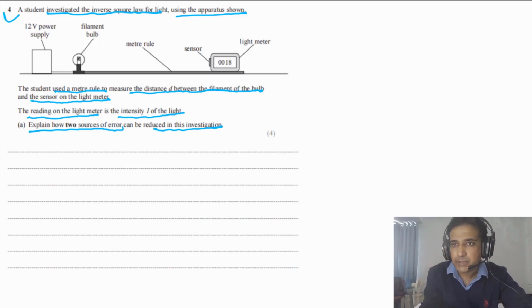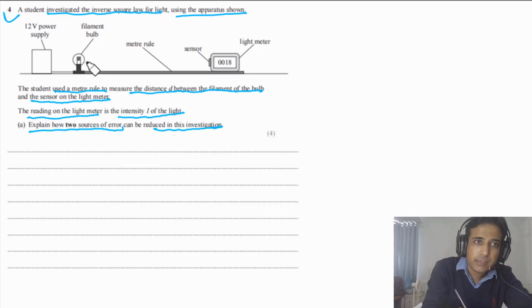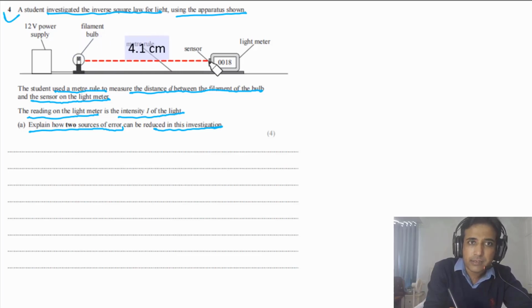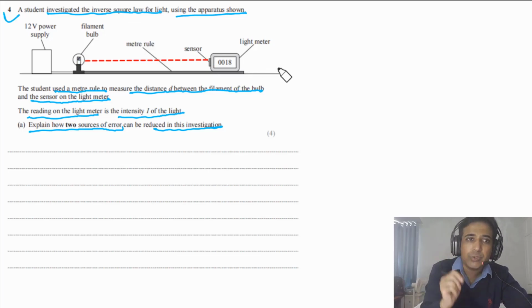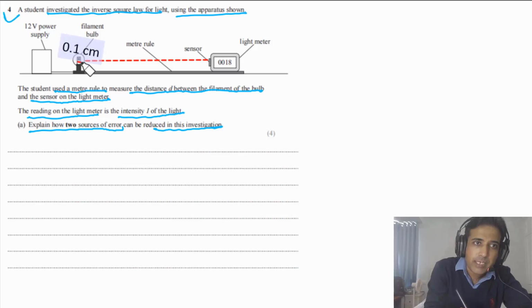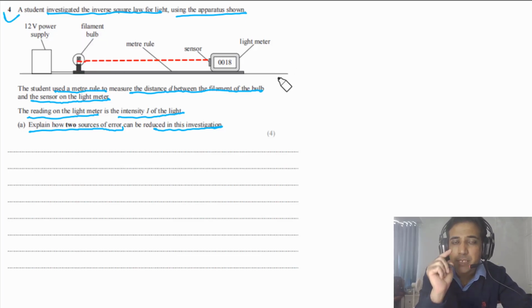The second thing we can say is, in this case, d is this distance, but this is not right. We need to measure distance from the center of this bulb, the center of the filament. And with the help of a meter rule, we cannot measure distance from the center of the filament. That distance will not be accurate. So how can we measure distance accurately? We can find out.